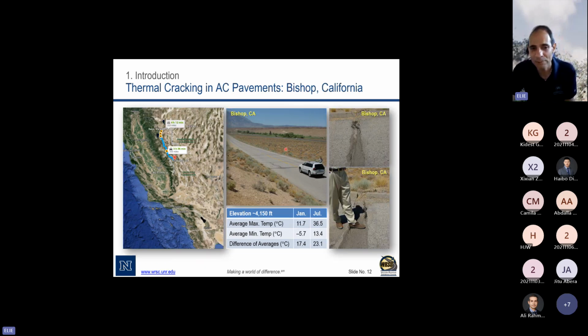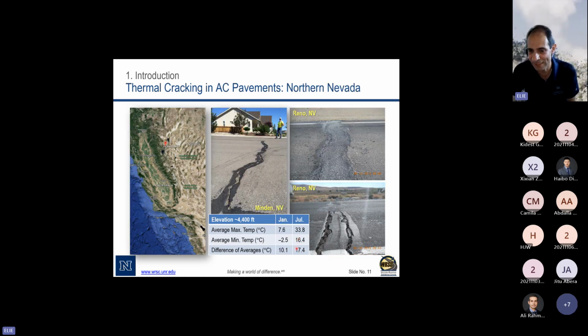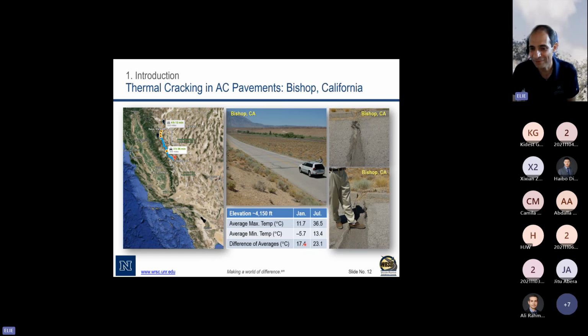If we drive now southeast to Bishop, California, so we moved from Nevada to Bishop, California. Here, if you look at the environment, the elevation is pretty much similar, or a little bit lower than Reno, but the extremes are different. So here, if I go back, it was 10 and 17. Now we have 17 and 23 degrees.